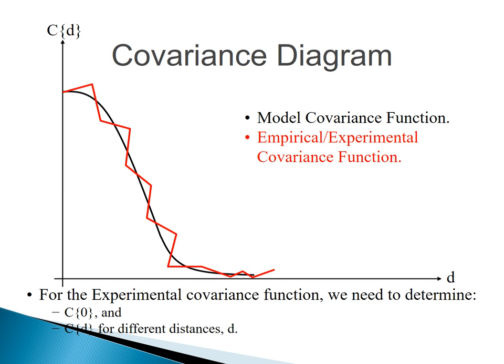And so this is what it looks like. We have the experimental function, which is the bumpy function, and then we have the model that we have created, which is nice and smooth. In order to calculate these, we need to determine what it is at 0, like C(0). So we have to figure out this covariance function at 0, and for every single distance that we're looking at along here.